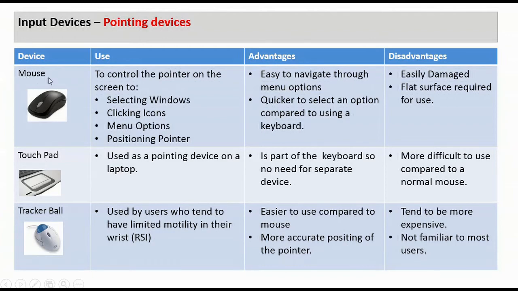The first pointing device you are learning is a mouse. A mouse is used to control the pointer on the screen to select windows, choose menu options, click on icons, and so on. And you are aware of these things. The advantage of using a mouse is that it is easy to navigate through many menu options and it is quicker to select the option compared to using a keyboard.